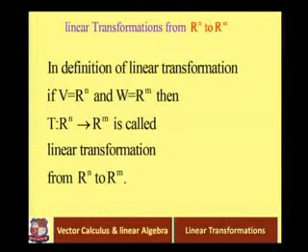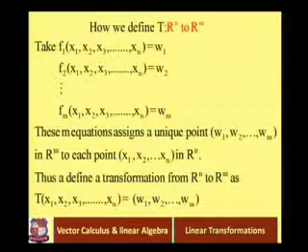Now next, linear transformation from Rn to Rm. How do we define it? We already saw the definition of linear transformation, but in that case if the domain is equal to Rn and the codomain W is equal to Rm, then T from Rn to Rm is called a linear transformation from Rn to Rm.